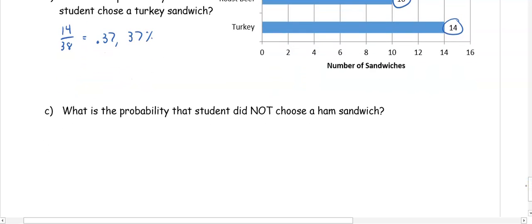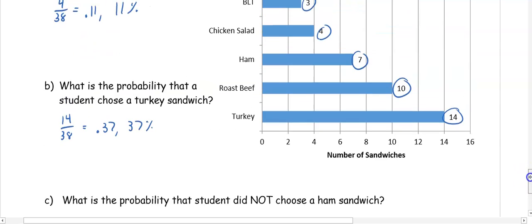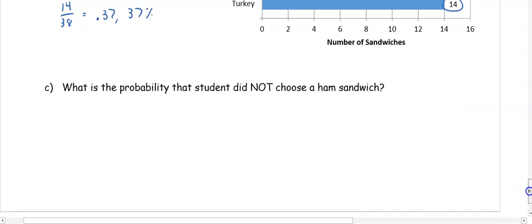What's the probability that they did not choose a ham sandwich? So 7 of them picked a ham sandwich, which means 31 did not, because we have 38 minus 7 is 31. So we have 31 out of 38, which is 0.82, so 82%.